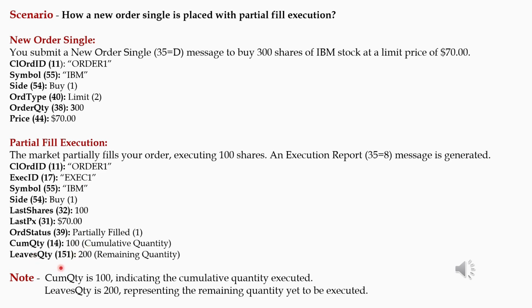So leaves quantity, tag 151, is the remaining quantity. As we know, only 100 shares are executed out of 300, so leaves quantity will be 200.